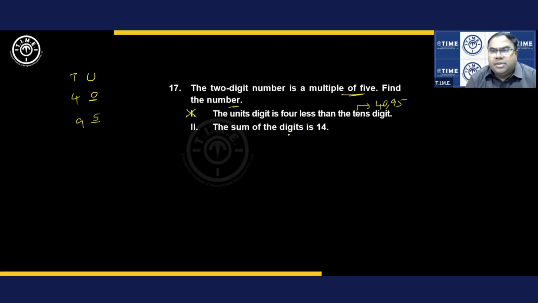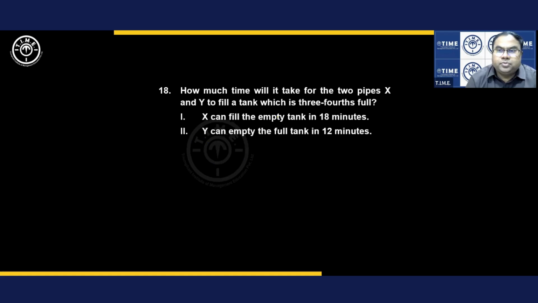Second statement, sum of the digits is 14. Now, it's a multiple of 5, so last digit should be 0 or 5. Sum of the digits is 14. I cannot get 14 with 0 here, I have to write 5 here, so 14 means 95. So, from the second statement alone, we can answer, choice 2.